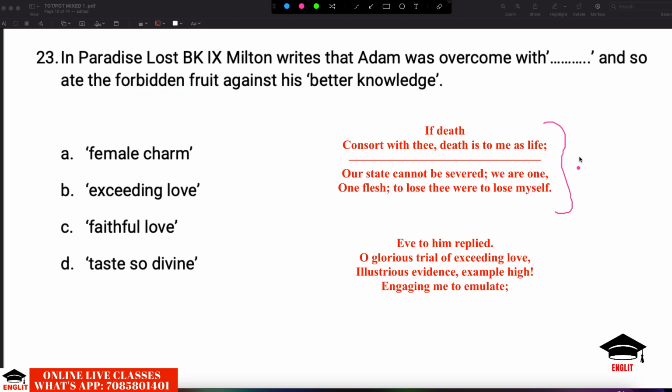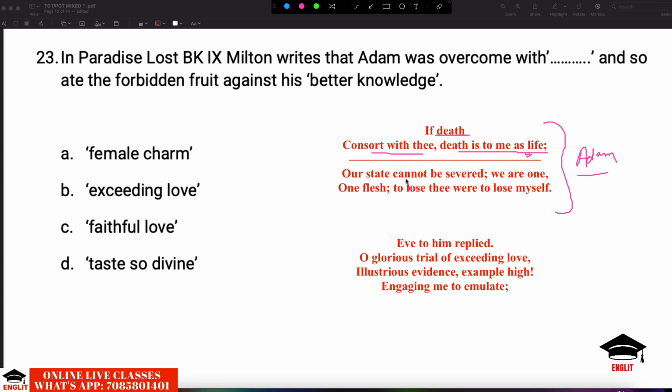First 4 lines are of Adam. When Adam realizes that Eve had already doomed herself, she was allured into eating the fruit of knowledge, and it was quite clear that she would be doomed. So he said, if death consort with thee, death is to me as life. So if death is the fate, the destiny of Eve, he would also accept death as life. For him, life and death would not have any meaning at all. They won't have any difference. For Adam now, death will be as pleasing as life.